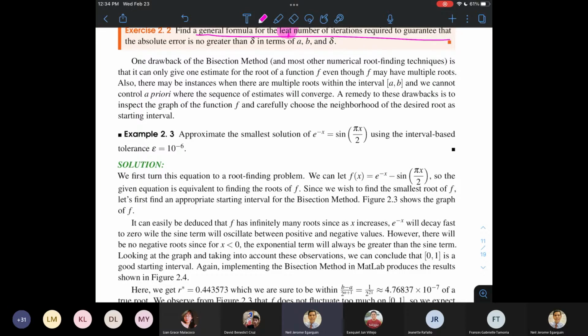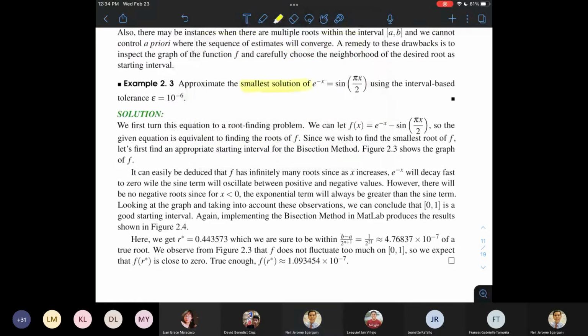So let's approximate the smallest solution of this equation, e to the minus x equals sine of pi x over 2, using the interval-based tolerance 10 to the minus 6. Okay, so is there a way how we can solve this analytically? I don't think there's a way to analytically solve this, tama ba? To solve for x, mag-arc sine ka, mag-ln ka both sides, things will get nasty. So it is a pain to solve the equation in example 2.3 by hand. So we will resort to numerical techniques.